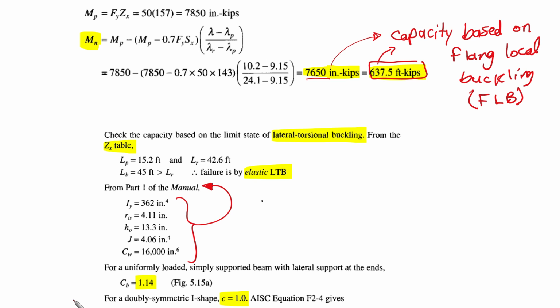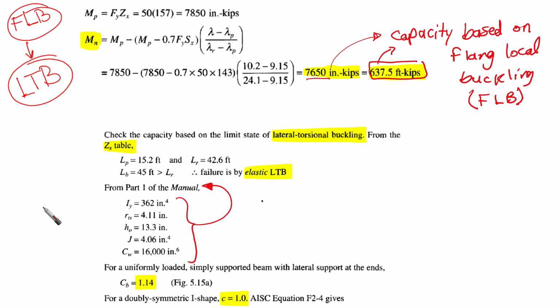Okay, so we are going to check two things as we have mentioned before. First we need to check the flange local buckling, and after that we're going to check lateral torsional buckling. Totally different from one another. Flange local buckling and then lateral torsional buckling. What is the capacity of them?